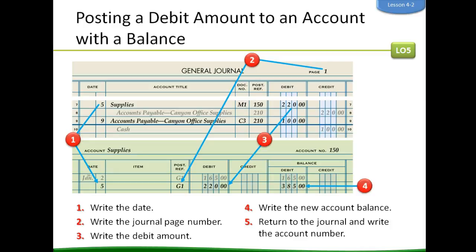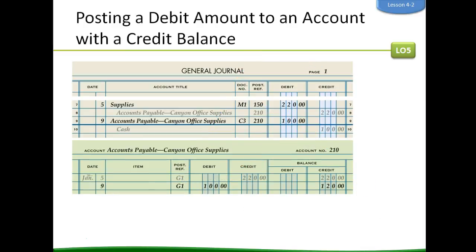Again, we're going to go back to the general journal and go ahead and write the account number of the supplies account in that post reference column so that you can see all of the information ties back out. All right, finally, looks like we're going to do this transaction right here for our accounts payable.